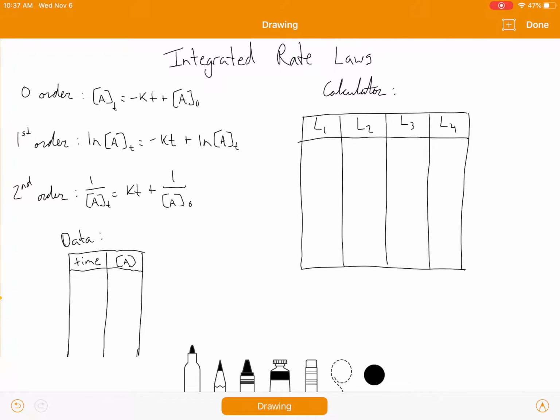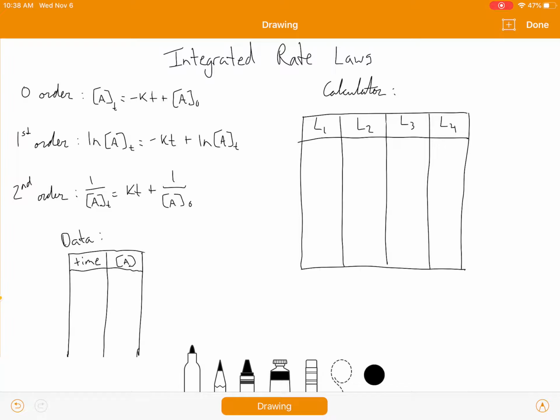Once again, the equation changes depending on what order you have, and they look even more different than the rate law, because the only thing that was changing in the rate law was the power. Now you're changing the whole look of the equation. So zero order: the concentration of A at time t is equal to the negative rate constant times time plus the concentration of A at time 0.